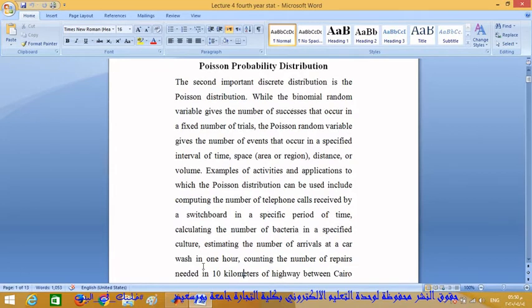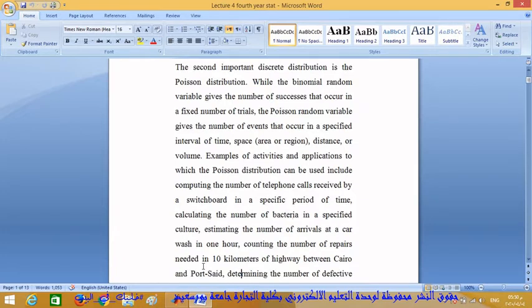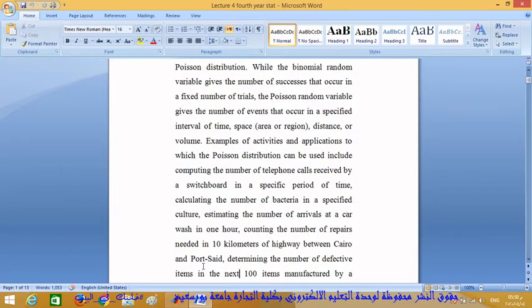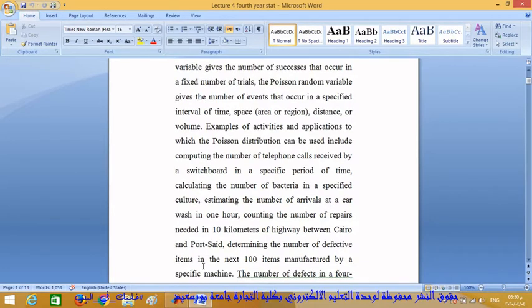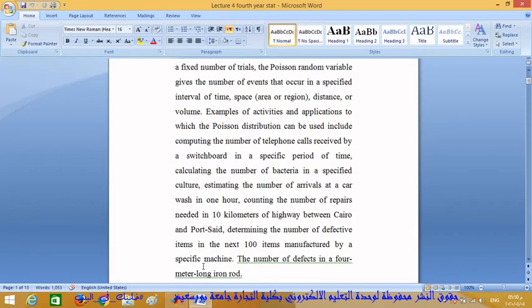Counting the number of repairs needed in 10 kilometers of highways between, say, Cairo and Port Said. Determining the number of defective items in the next 100 items manufactured by a specific machine. The number of defects in a 4-meter long iron rod. Okay?